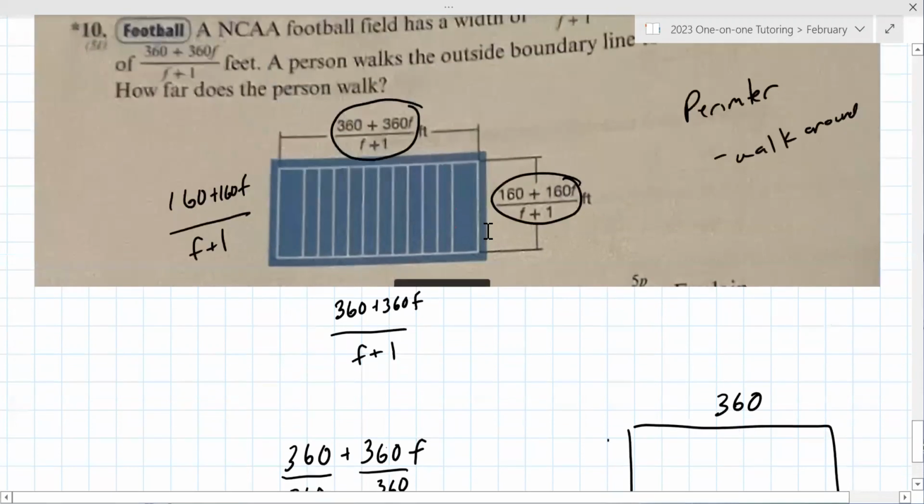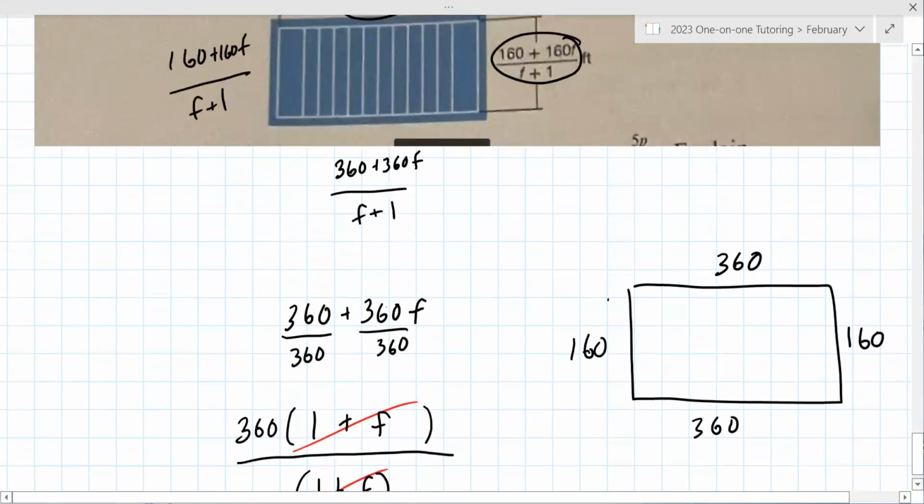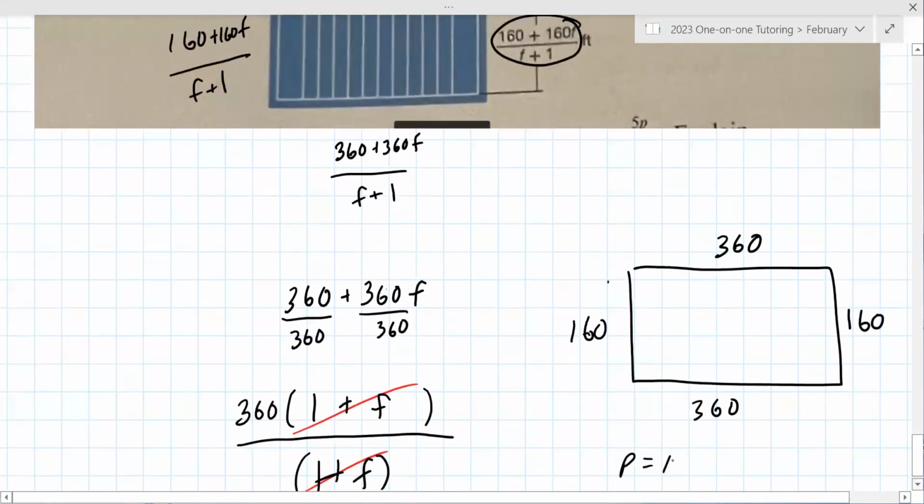We're running really out of time. We'll get that another time, but this ends up being 360. So your perimeter is the walk around on these. You'll have to add these up. Oh, okay. Yeah. That makes sense.